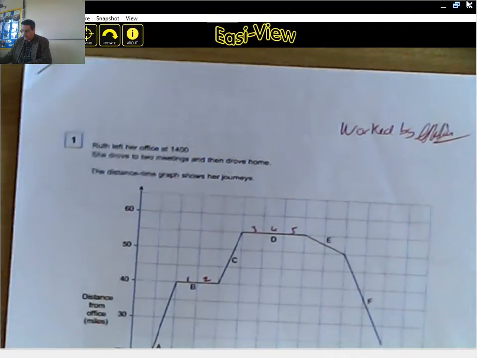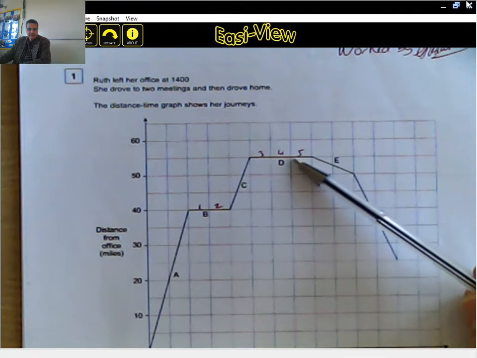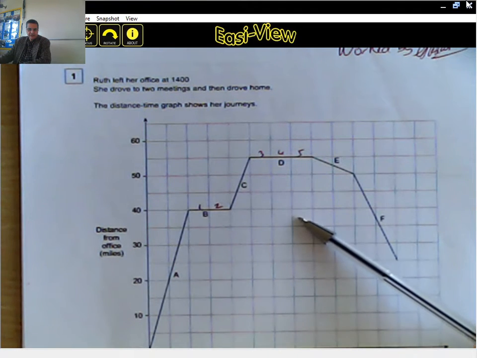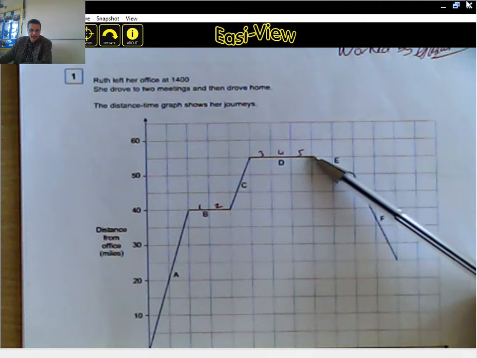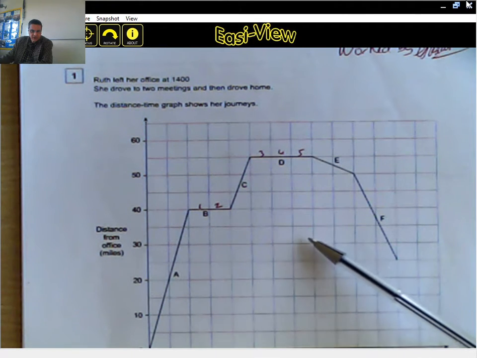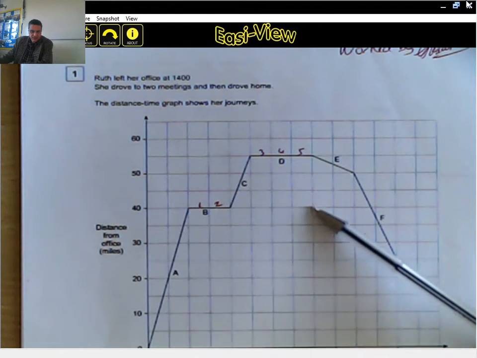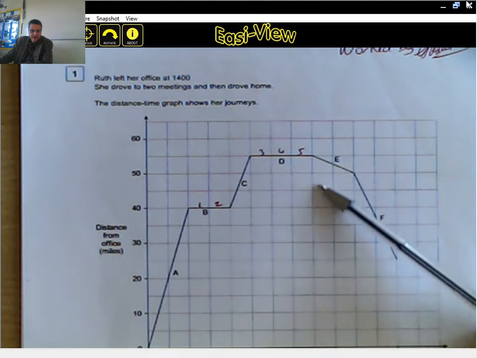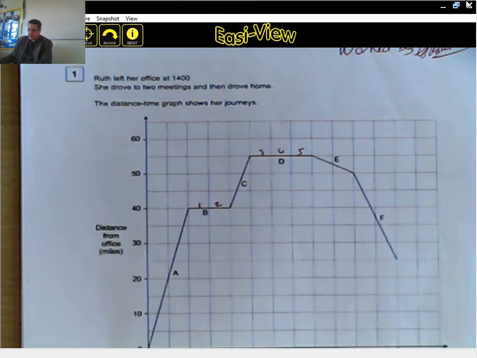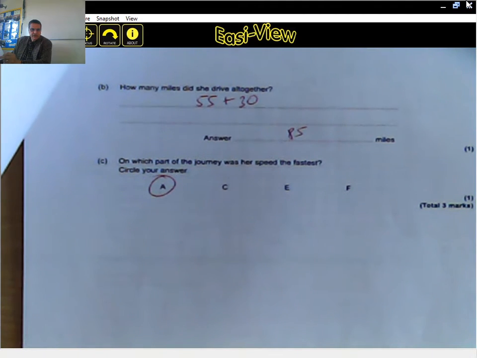How many miles did she drive altogether? Well, she went 55 miles and then came back another 35 miles. Let's just count that again. So we've got 5, 10, 15, 20, 25, 30. No, sorry, it's 30. I miscounted the squares. So 55 up, 30 down, and that takes us to 85, I believe. Yep, 85.